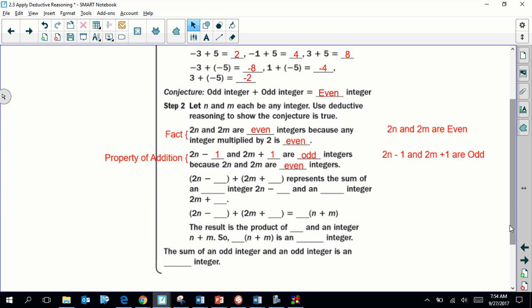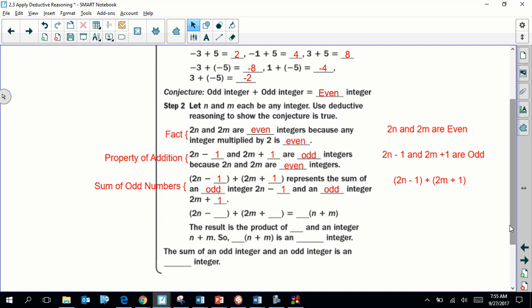No matter what n and m happen to be, if I double something, I'm going to wind up with an even number. So if I subtract 1 from an even number, or if I add 1 to an even number, I wind up with an odd number. That's just the property of addition that we're looking at there. So now we've established that 2n minus 1 and 2m plus 1 are going to be two odd numbers.